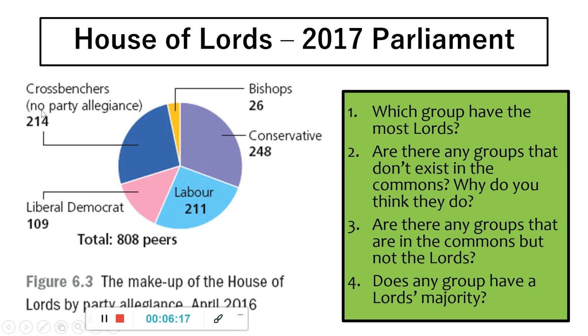And these are people who have no party allegiance, do not get whipped by any particular party, but vote with their conscience, so to speak. And these are people who do not really exist in the Commons. And it's interesting to think about why that might not be. To win a seat in the House of Commons, you have to win a vote. The House of Commons seats are elected via general elections, but to get a seat in the Lords, you don't necessarily need to win an election, and so you don't necessarily need the support of a party.